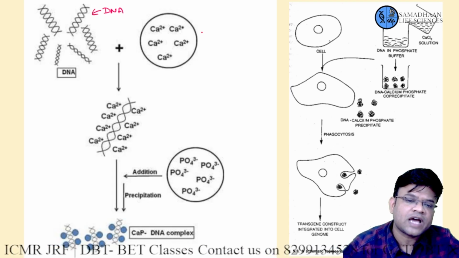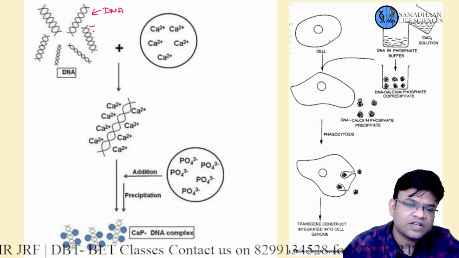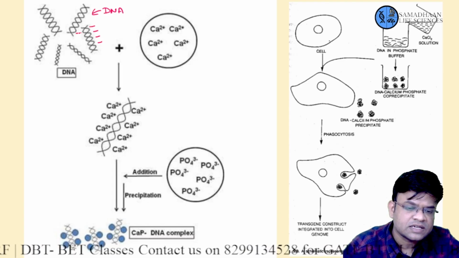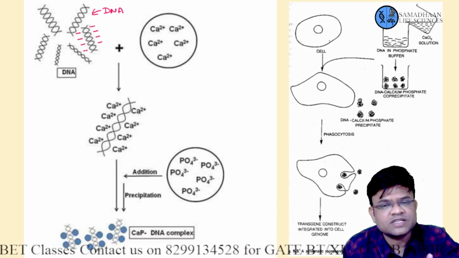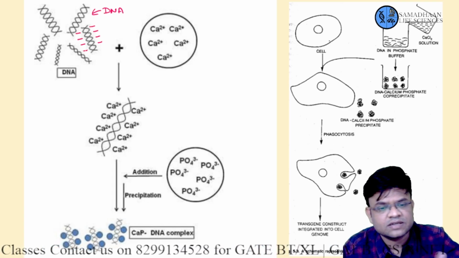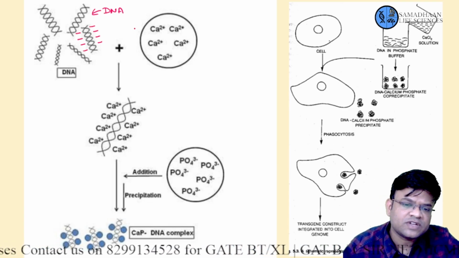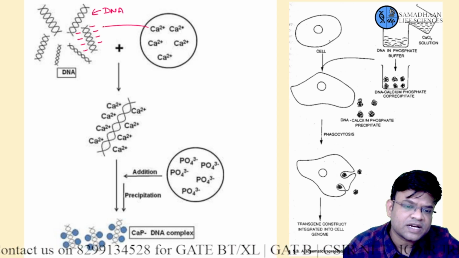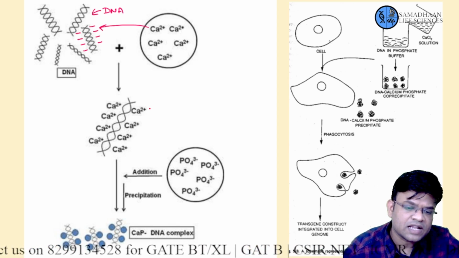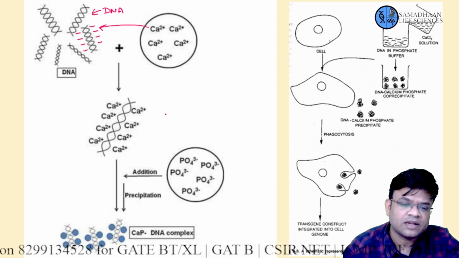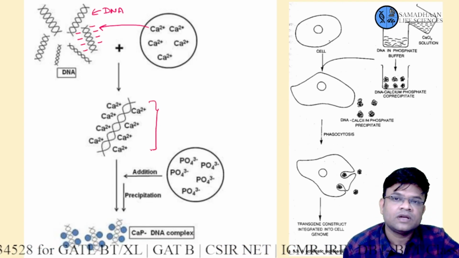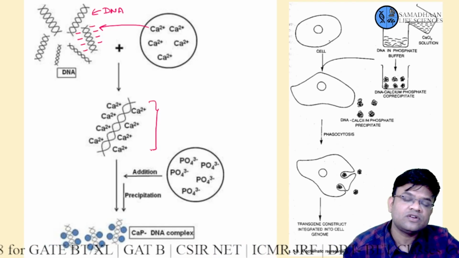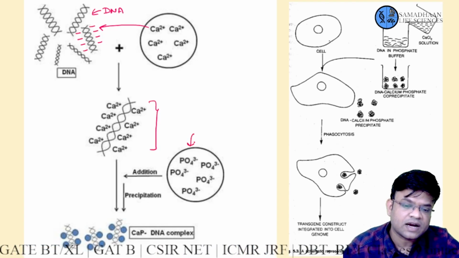So first of all, because DNA is negatively charged, you can see that this DNA is negatively charged. Why is the DNA negatively charged? Because of the presence of the phosphate ions, right? Now because of the negative charge of the DNA, calcium gets attracted over here and calcium starts binding to the DNA like this. This makes the DNA very heavy. Now also the phosphate groups start getting attached over here.